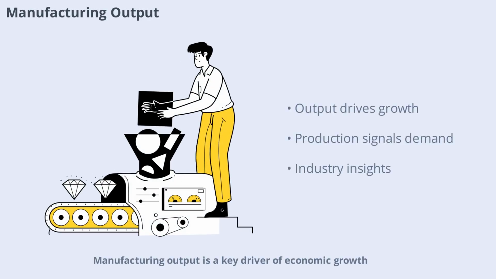Manufacturing output is a key driver of economic growth. High production levels signal strong demand and healthy business activity. Declines in output can indicate economic challenges or shifts in consumer preferences. Tracking manufacturing trends helps us understand the state of industry and its impact on the economy.